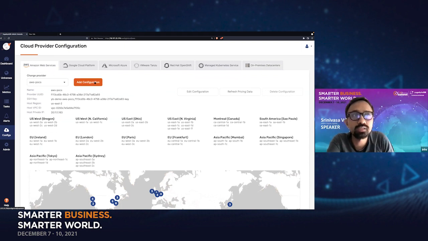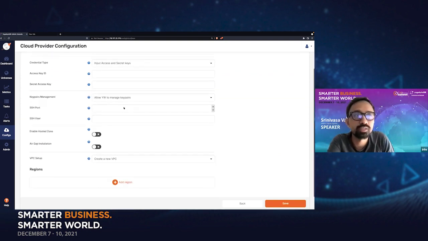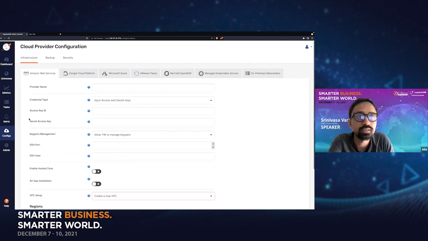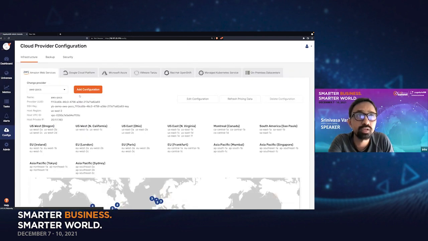So add configuration is more about letting the platform know how to connect to the underlying cloud provider, right? So what are the keys to connect to, and how you want your services to be provisioned, whether you want to provision it in an existing VPC or you want to create a new VPC, and so on and so forth, right? So that's the first step. So once that part is done, these are all the certified cloud providers.